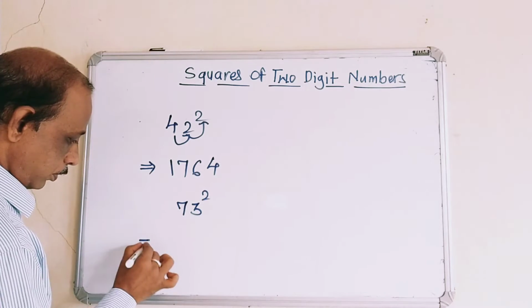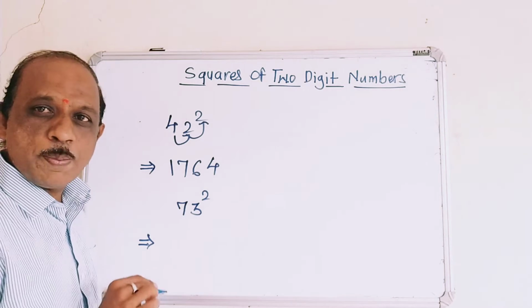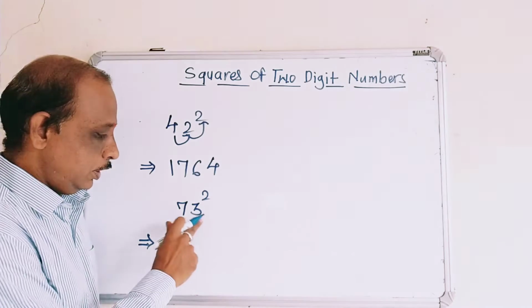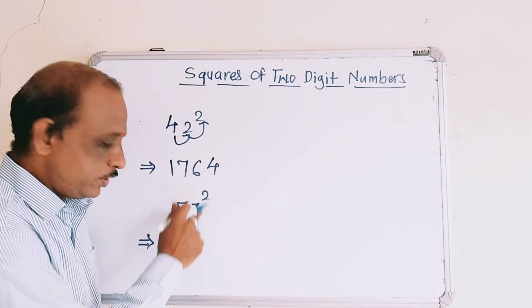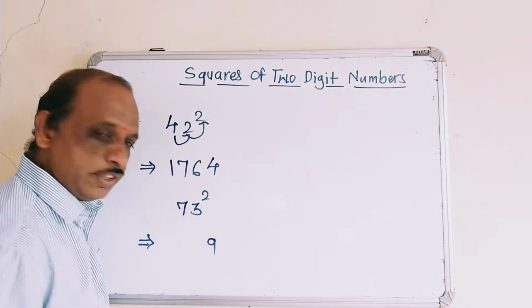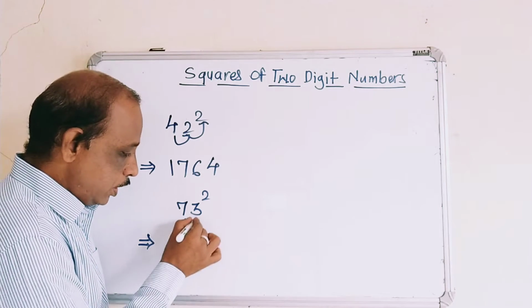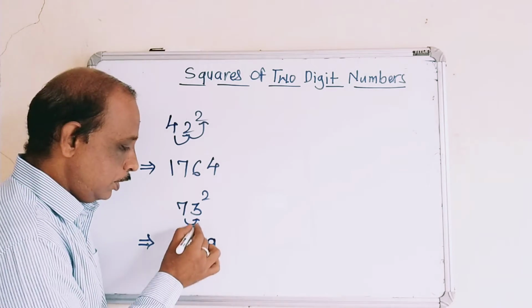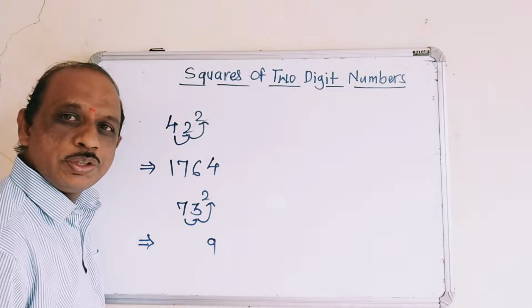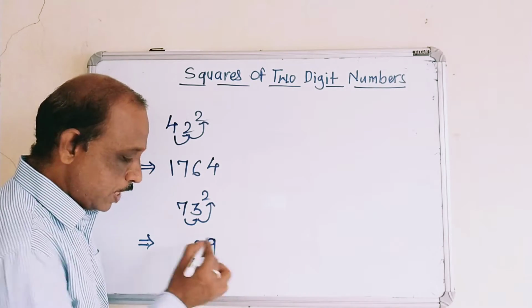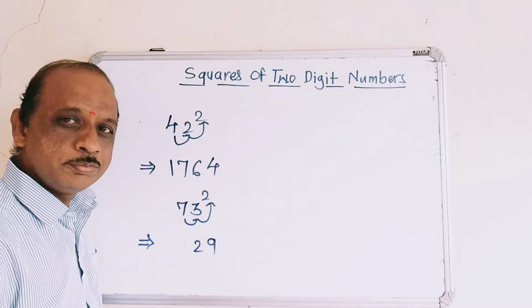We'll try to find out the square of 73. Again, the ones place digit is 3. The square of 3 is 9. So I am writing 9 as it is. Then this is 7 into 3, 21. 21 into 2, that is 42. So I am writing 2 here, 4 carry.